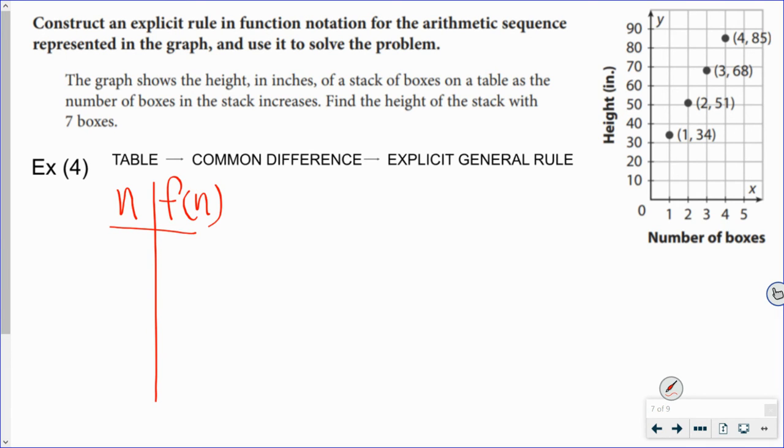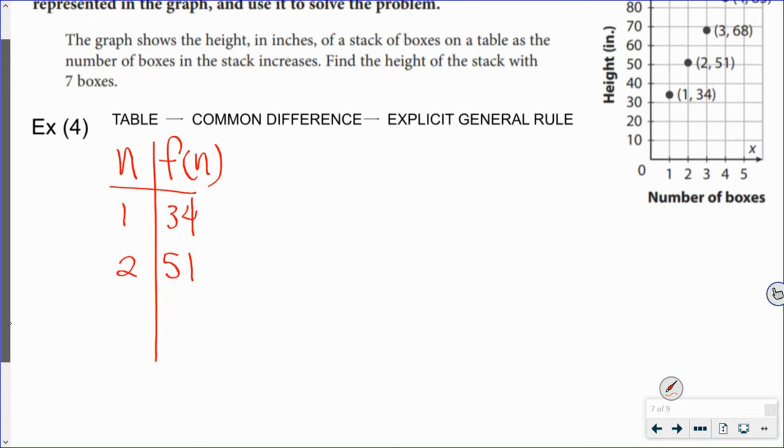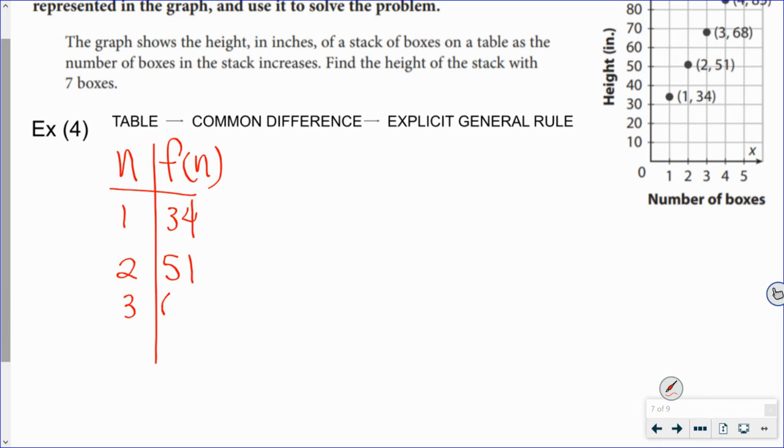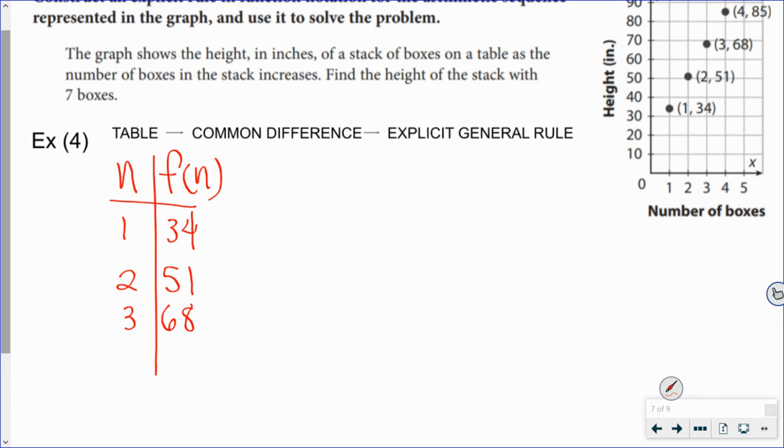All right. So if I chart that out, it's 1, 34. It's 2, 51. Y'all need to write this down. It's 3, 68. And then the last one is 4, 85.